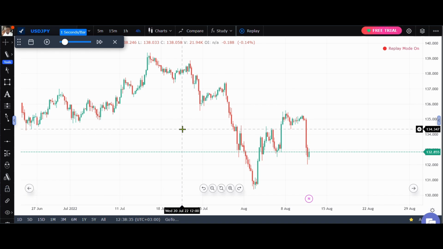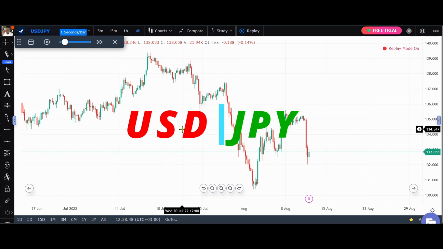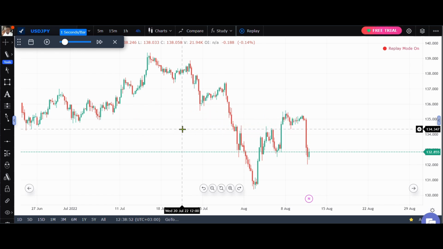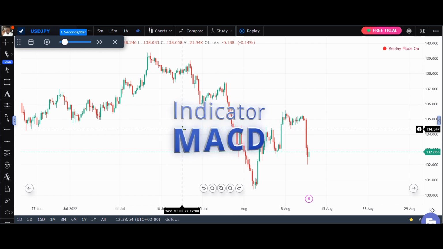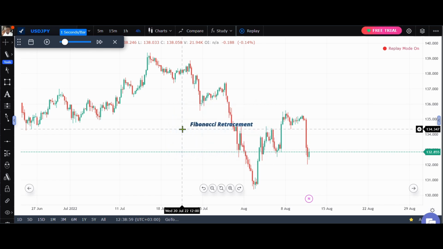In today's video, I will be breaking down key chart patterns with Fibonacci retracement to capture potential reversal scenarios. Now, we are looking at USD JPY on the 4 hours time frame, and we shall be using the MACD indicator in conjunction with Fibonacci to determine a trend reversal.